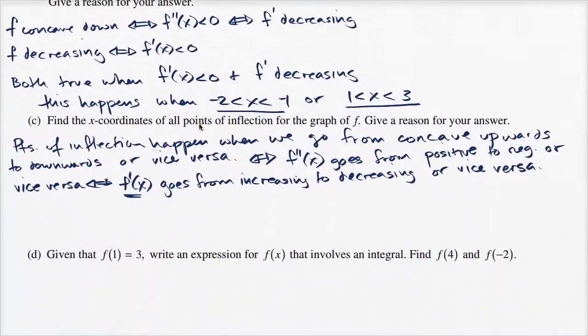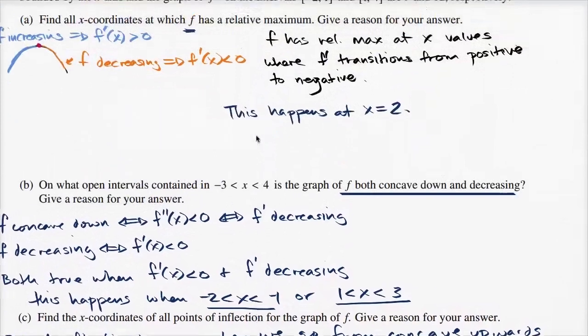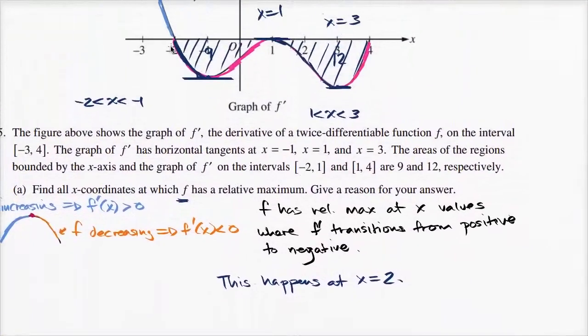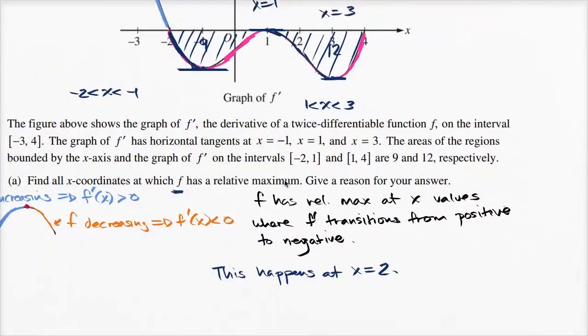So this happens at x equals -1, x equals 1, and x equals 3. So these 3 points on our graph of f prime, where we see f prime goes from decreasing to increasing, or increasing to decreasing, or decreasing to increasing. All right.